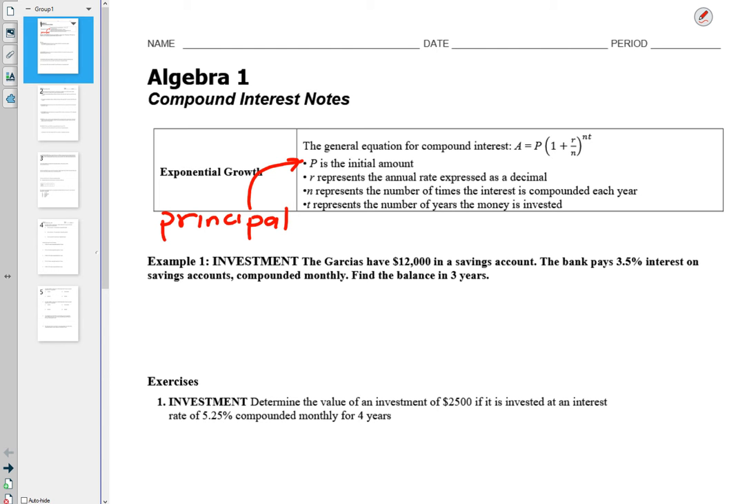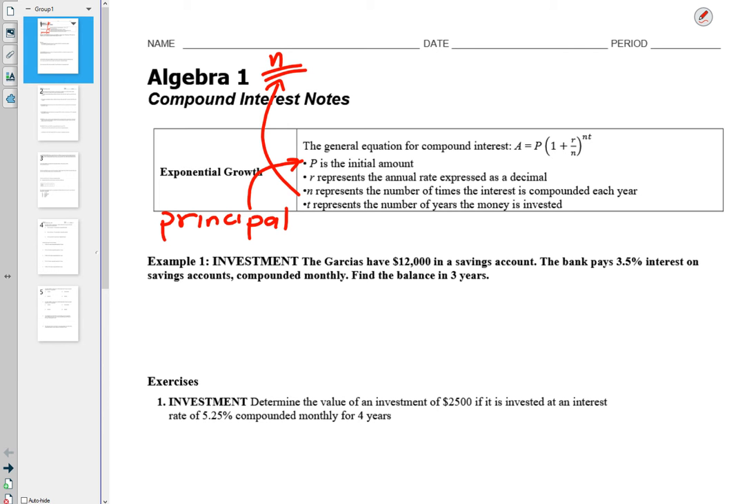The R means the rate. That's the percentage. Just remember to put it as a decimal, just like you saw on the quiz that we went over. The N is what's going to be important here, and that's what I want to focus on. You see where N says it's the number of times that interest is compounded? Now, there are these adverbs that are used to describe interest.